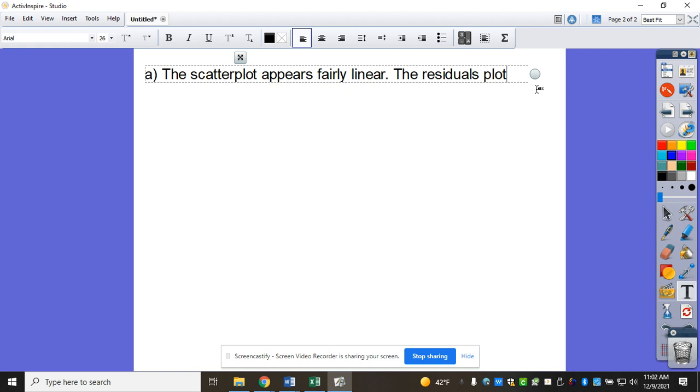And how many things do I need to check from the residuals plot? 3. What's the first one? There's no pattern. What else?